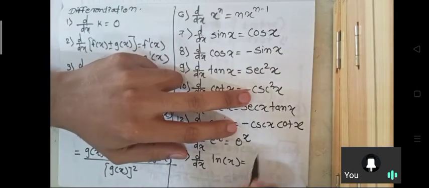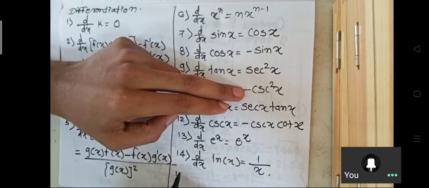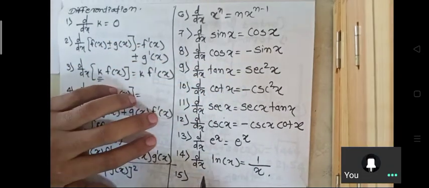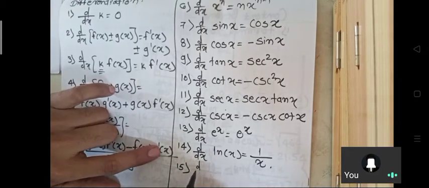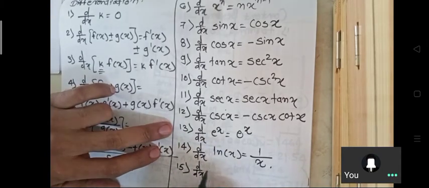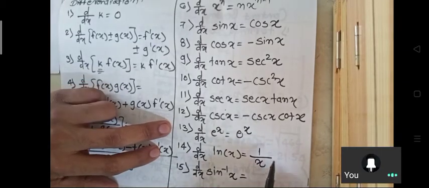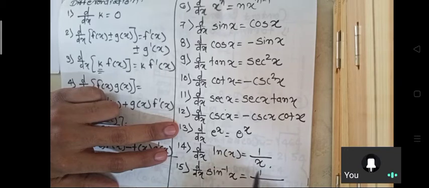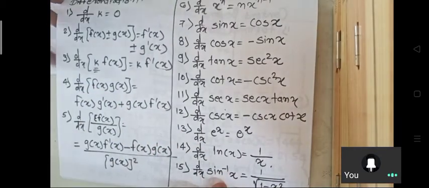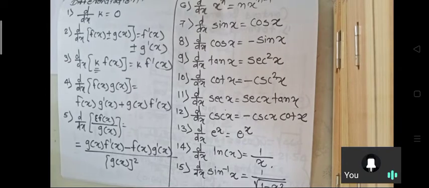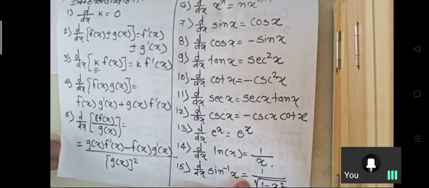Tell me quickly, so that we can move ahead quickly. Next, 15, d by dx of sin inverse x. We will not require this formula for differentiation but still I will write the answer for this, sin inverse x only: 1 upon under root 1 minus x square, right. So this is the formula. Now cos inverse x not required, tan inverse x not required, cot inverse x not required.